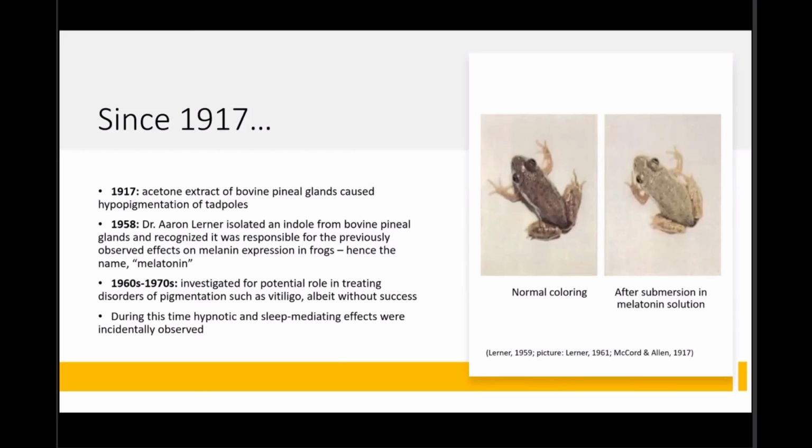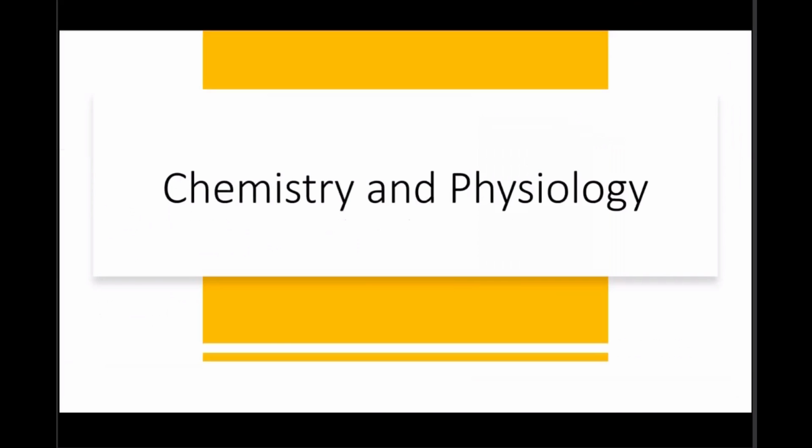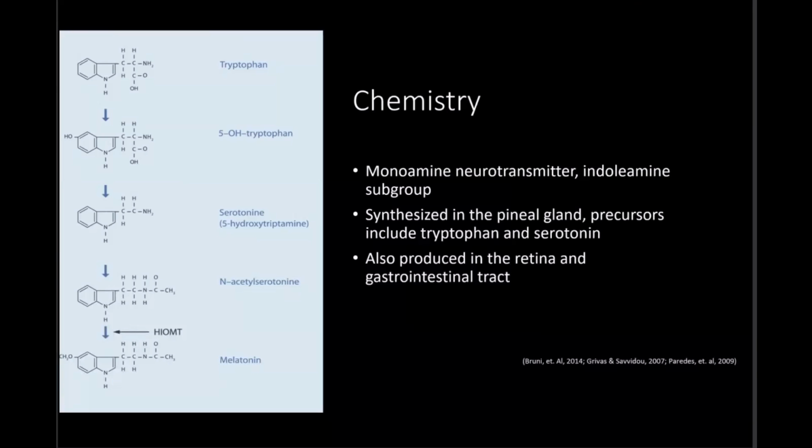Quick review of the chemistry, which you will probably forget. Melatonin is a monoamine neurotransmitter. It's a member of the indolamine subgroup. So this subgroup includes histamine and serotonin as well. The other subgroup of the monoamine neurotransmitters would be the catecholamines, such as dopamine, epinephrine, and norepinephrine. Chemical precursors to melatonin include tryptophan and serotonin. It is synthesized and secreted from the pineal gland. You also see production in the retina and gastrointestinal tract in humans.